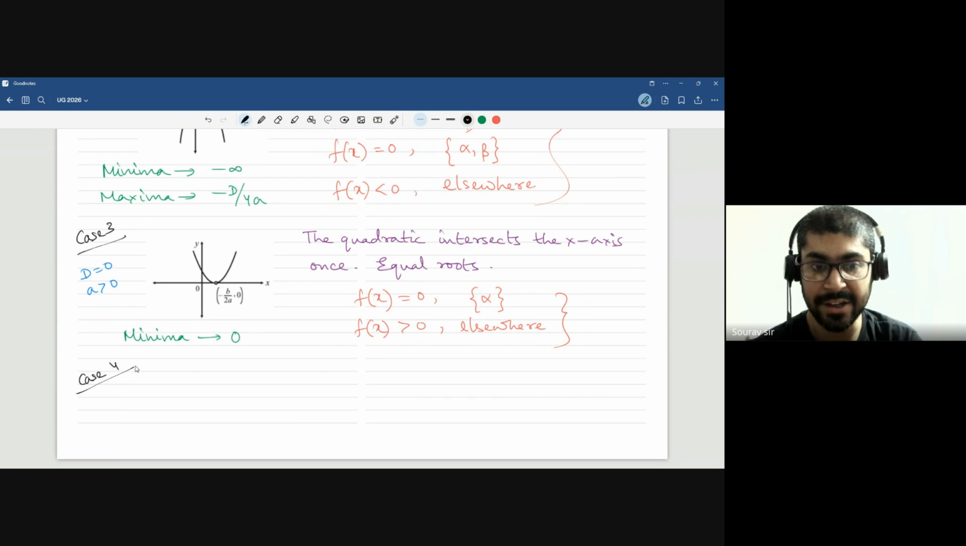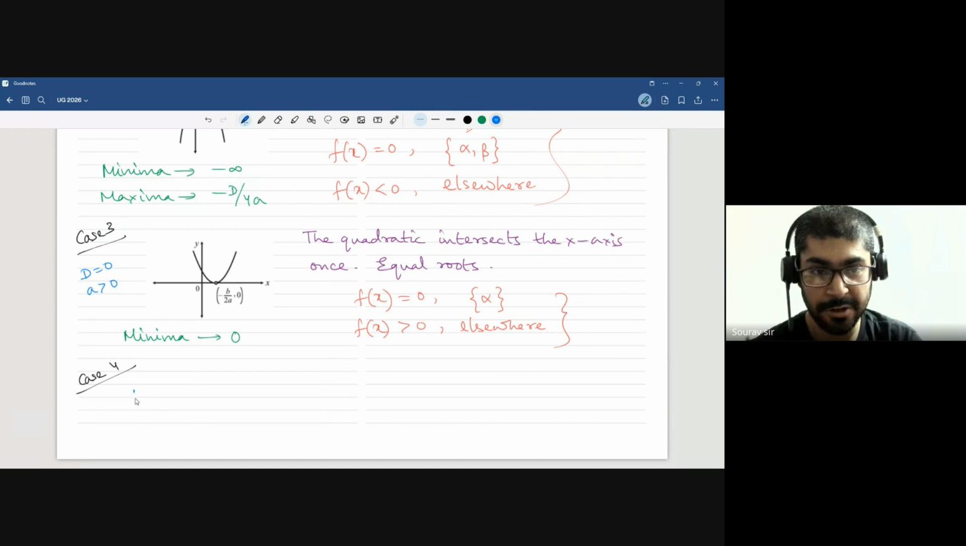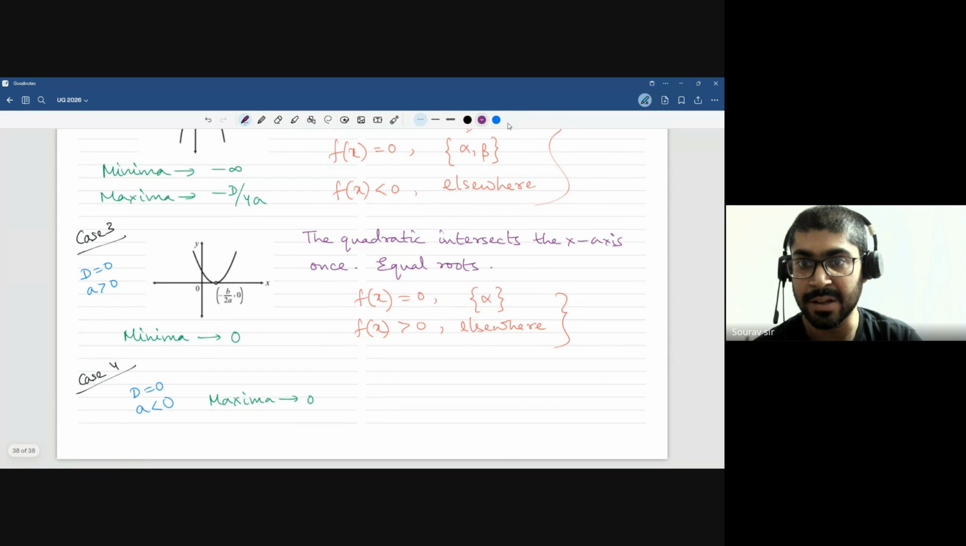I'm not doing the graph there. It will just be the reverse. So in case 4, you will have D equals to 0, a less than 0, and maxima will be equal to 0. Okay. What will be the value of the quadratic? The value of the quadratic will be 0 at alpha and f(x) is less than 0 elsewhere.